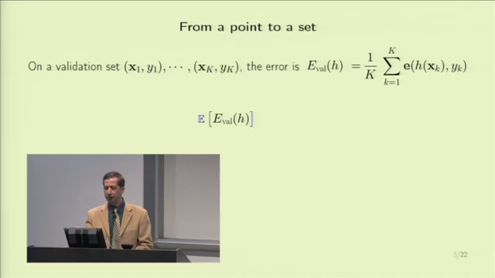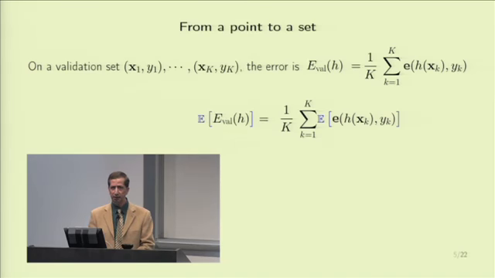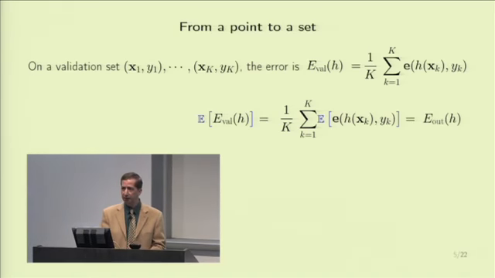Well, you take the expected value, the expectation goes inside, so the main component is the expected value of the error on a single point, which we have seen before, and you just average linearly. This quantity happens to be E out, the expected value on one point is E out, therefore, when you do that, you just get E out again. So indeed, the validation error is an unbiased estimate of the out-of-sample error, provided that all you did with the validation set is just measure the out-of-sample error. You didn't use it in any way.